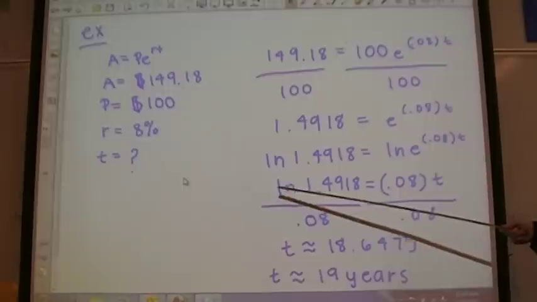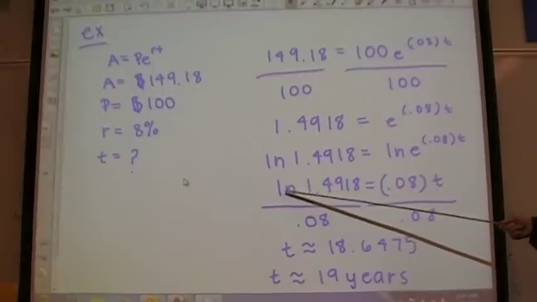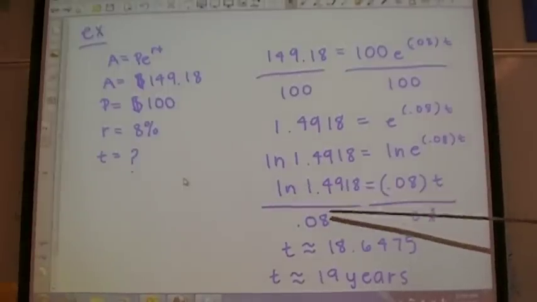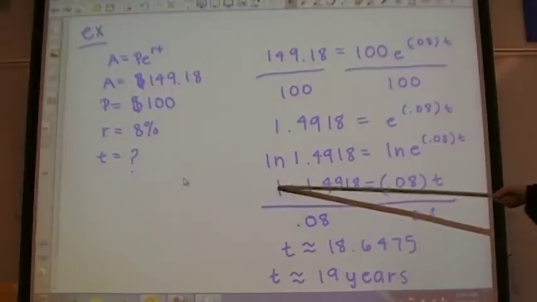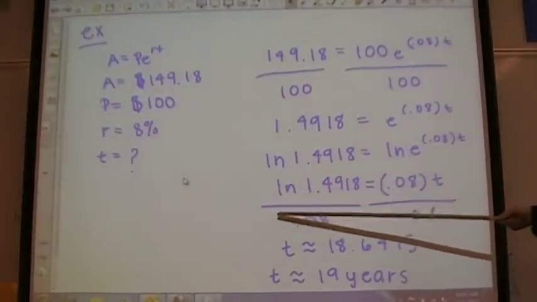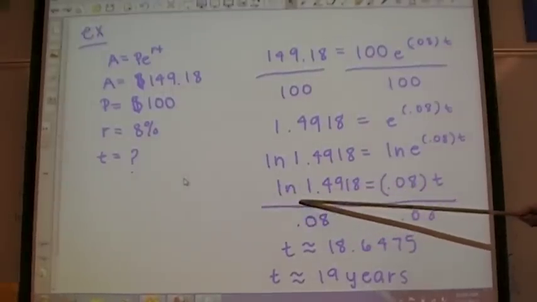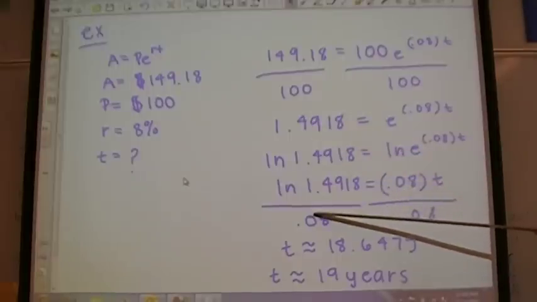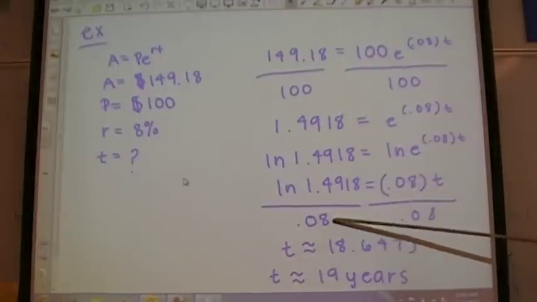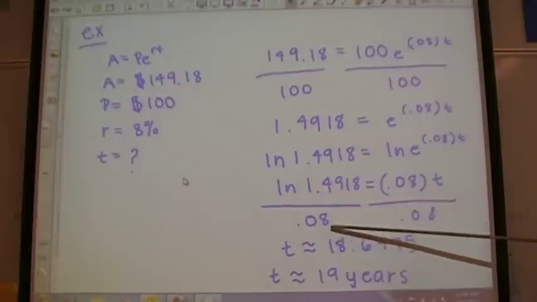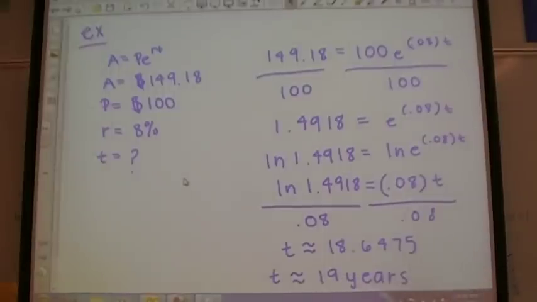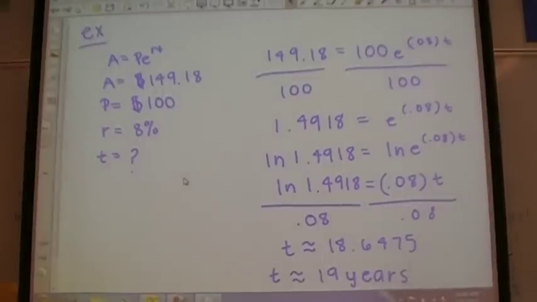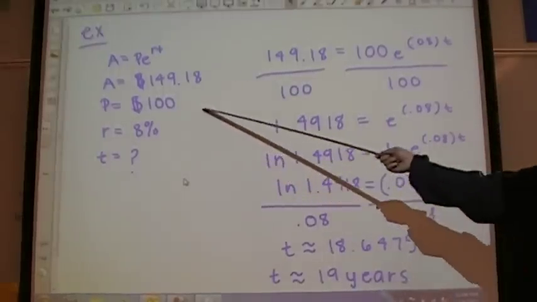You could have typed this into your calculator and then divided by 0.08, but you need to be careful. I would just type it straight in like this, the whole thing at one time, so you don't have to round. We're not rounding anywhere yet. We get a more accurate answer if I plug it straight in like this. Okay, so you get approximately 18.6475 years, which rounds up to 19 years. It takes about 19 years to go from $100 to $149.